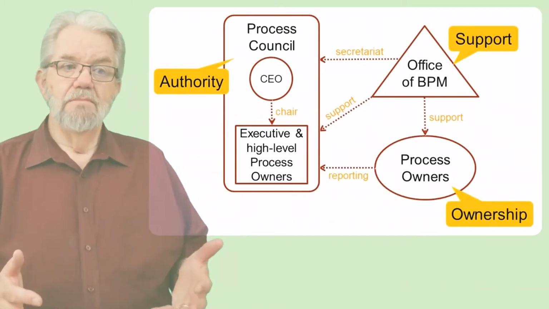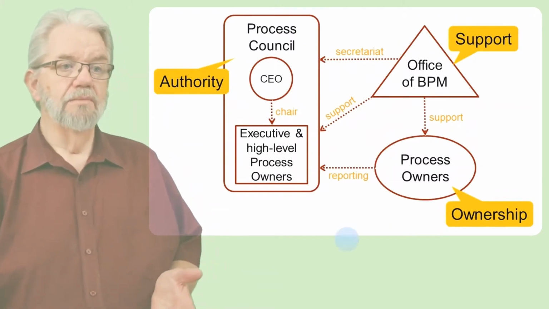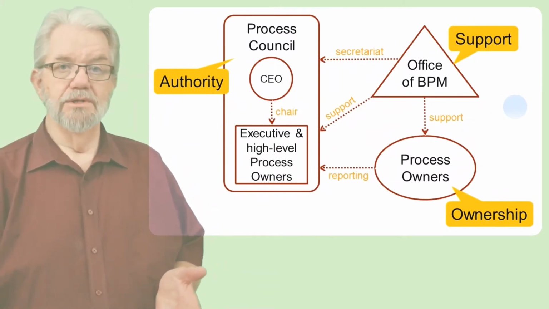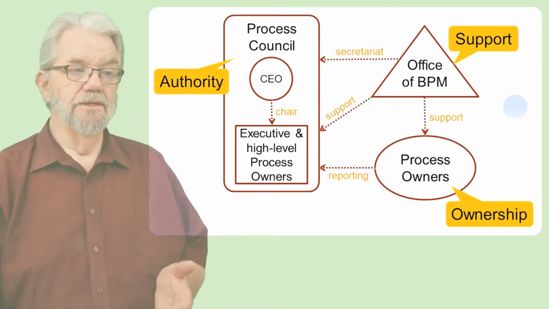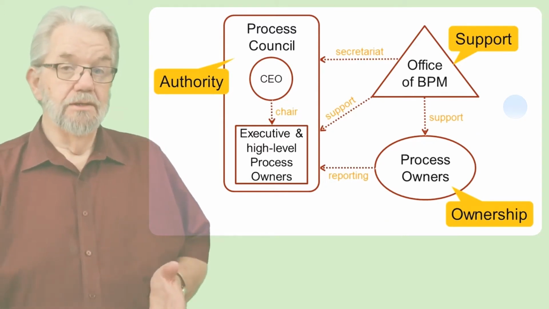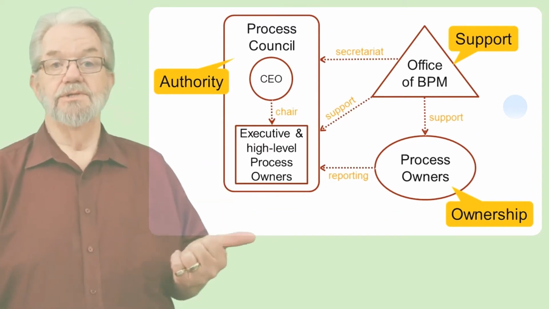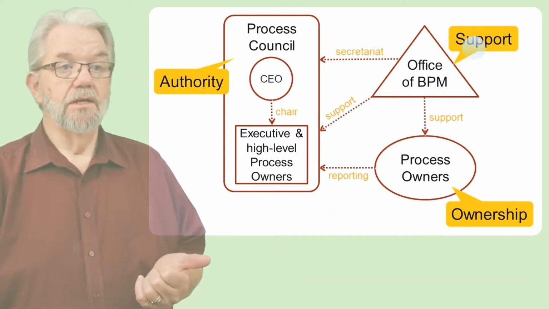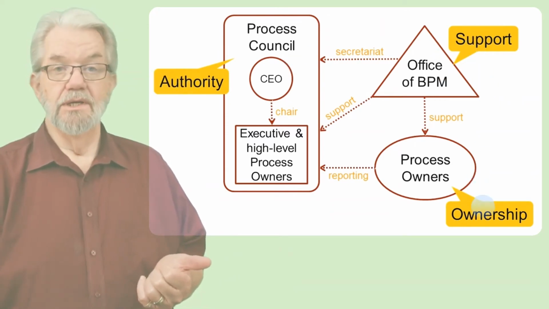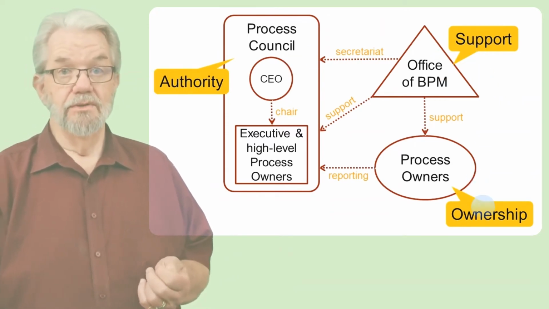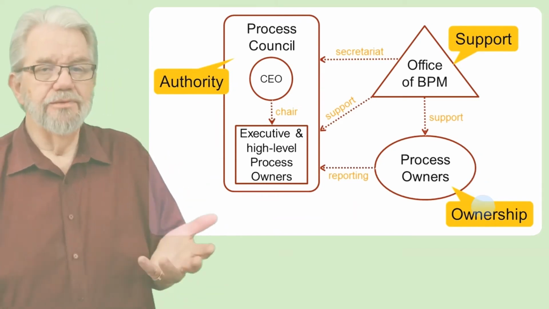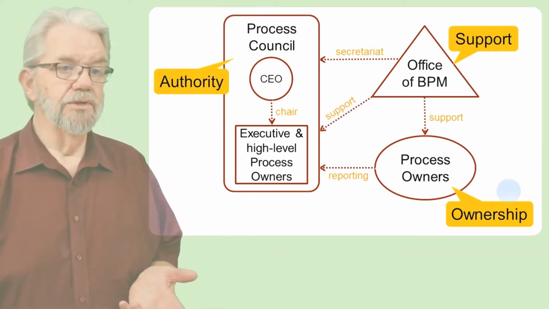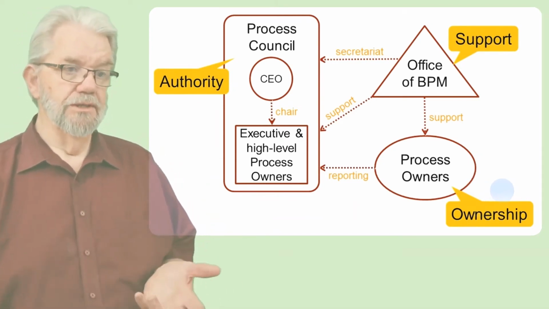So this is my model, my tripartite model of process governance to get effective management. And it has three elements to it, the three elements that help us address those questions that we were just talking about a moment ago. So we need authority, we need support, and we need ownership. So let's look at each of those in turn. In brief here in this video, we'll do some more detailed ones on some of this at a later time.